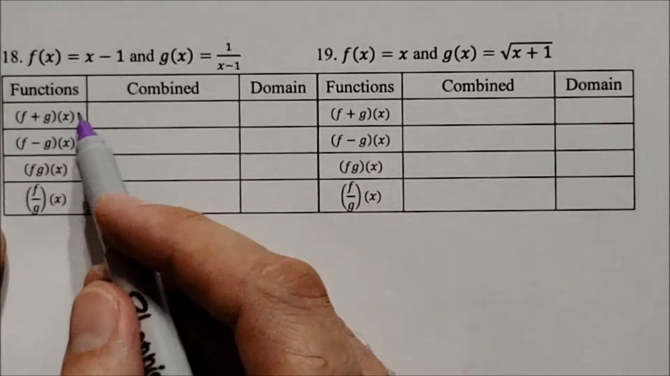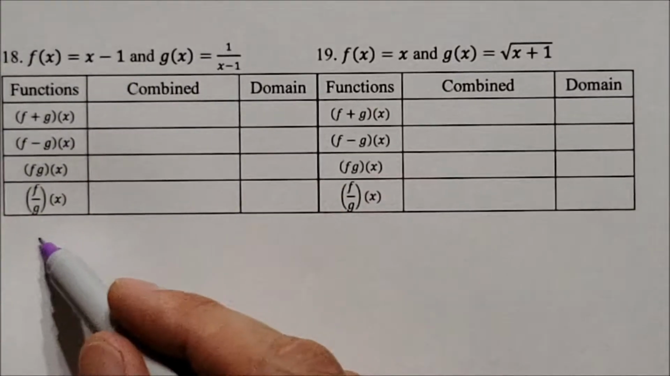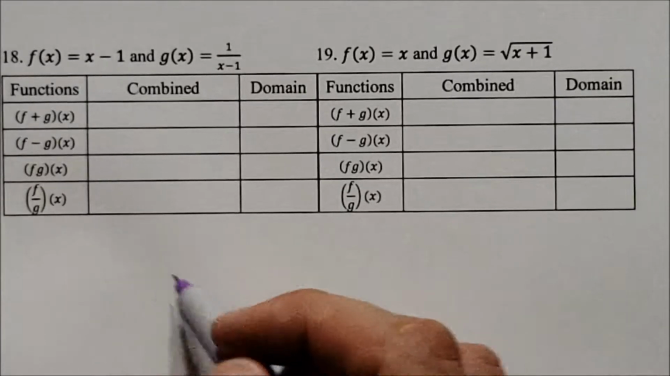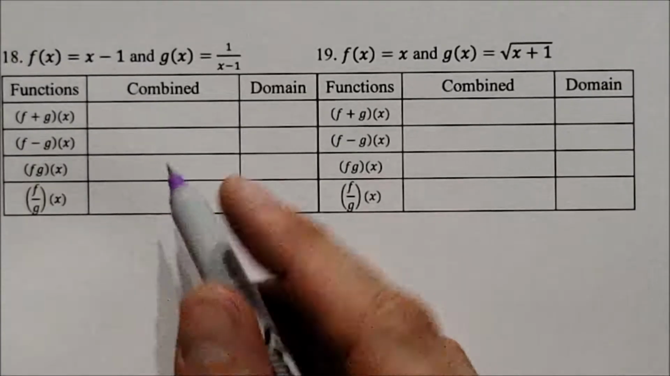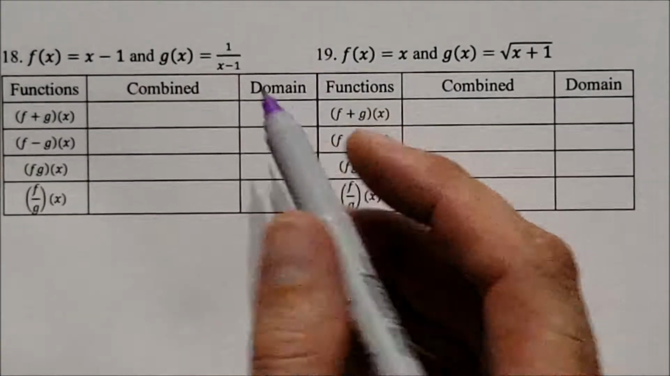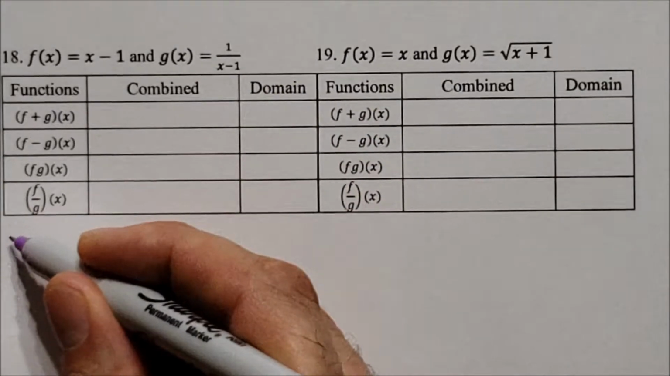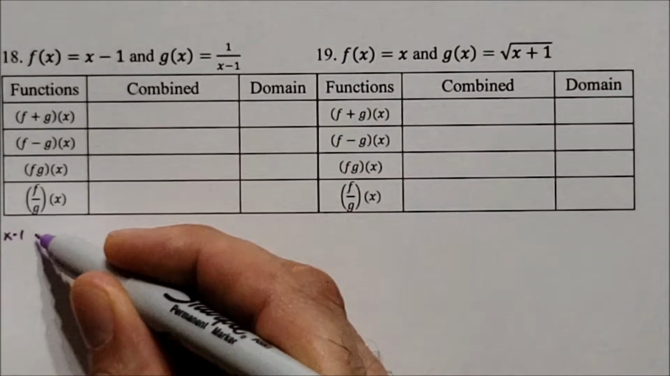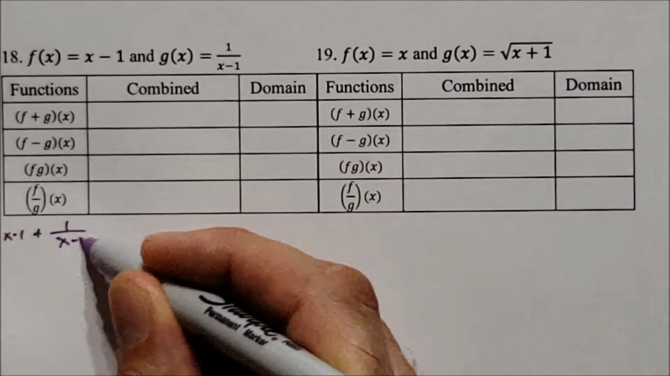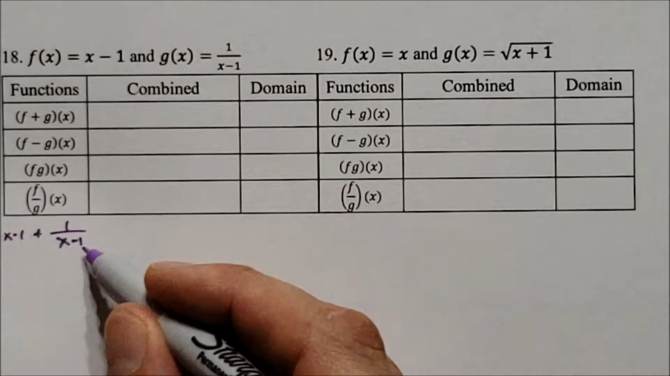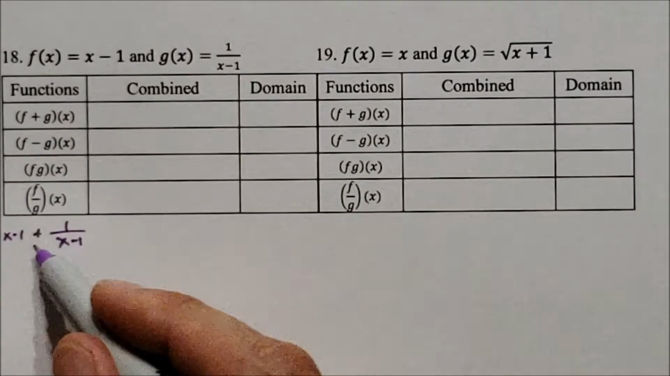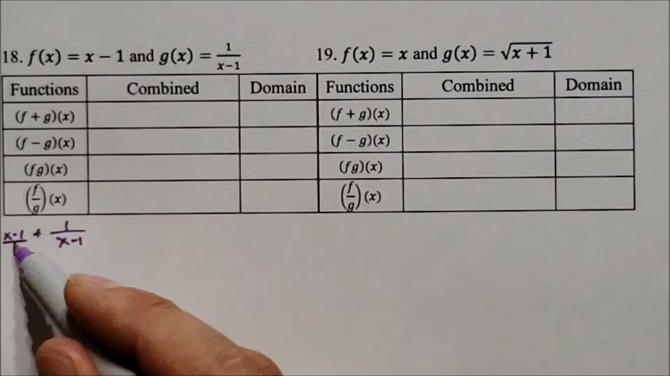F plus g is just these two combined. I'm going to use a lot of scratch work here underneath the table. X minus 1 plus 1 over x minus 1. We have a fraction here. X minus 1 plus 1 over x minus 1. We need a common denominator when we combine fractions. So this is just over 1.